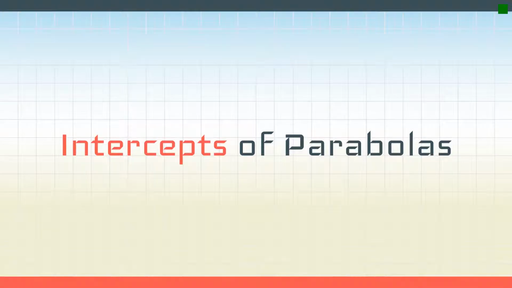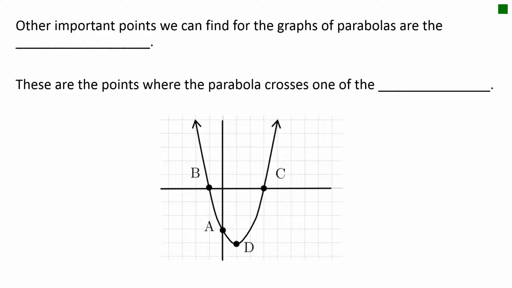Intercepts of parabolas. So as we go through these important points of quadratic functions or parabolas, I want to highlight a couple of other important points that we can find for a graph. These points are the intercepts. We have x-intercepts and y-intercepts, and these are the points where the parabola crosses one of the axes.